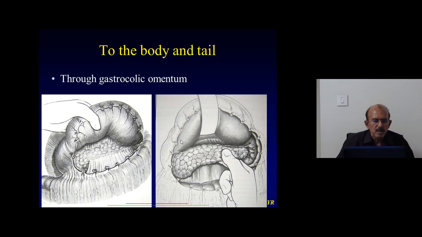Subtotal pancreatectomy. That means you remove the body and tail and leave behind that part of the pancreas which is in the C loop of the duodenum.